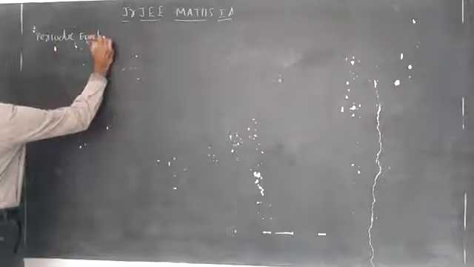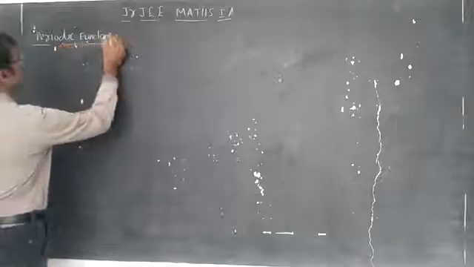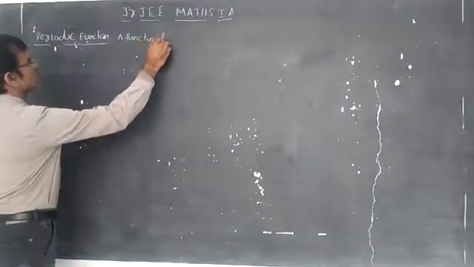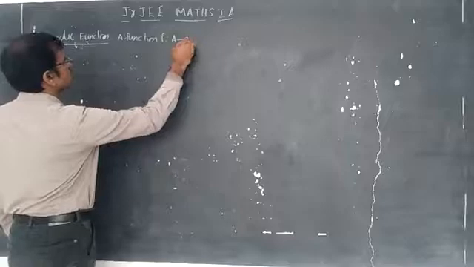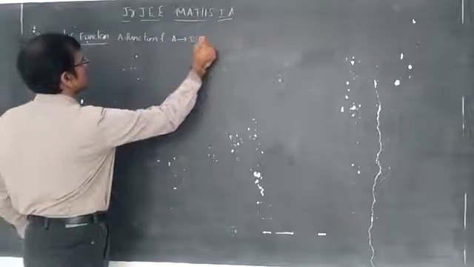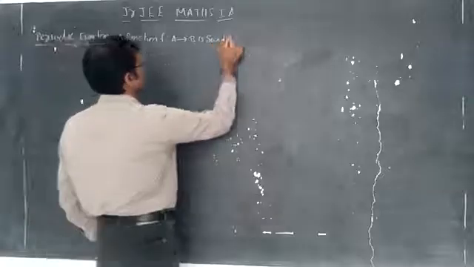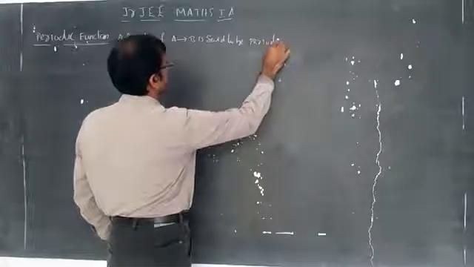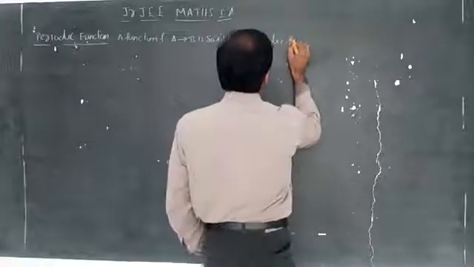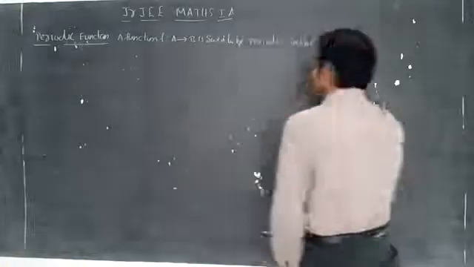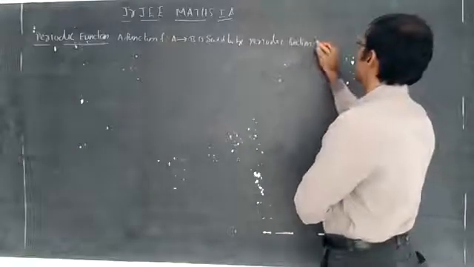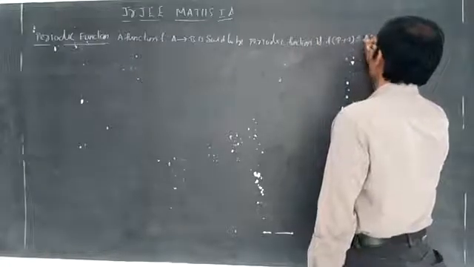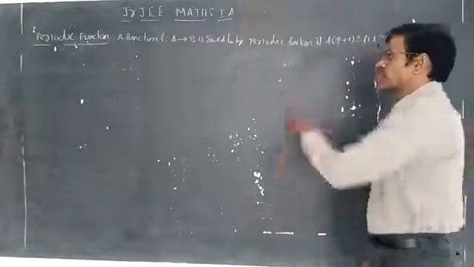Periodic function. A function f maps A to B is said to be a periodic function if f of p plus x is equal to f of x. This is the main formula.